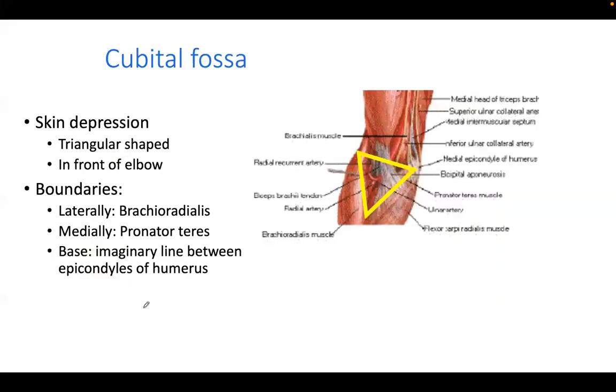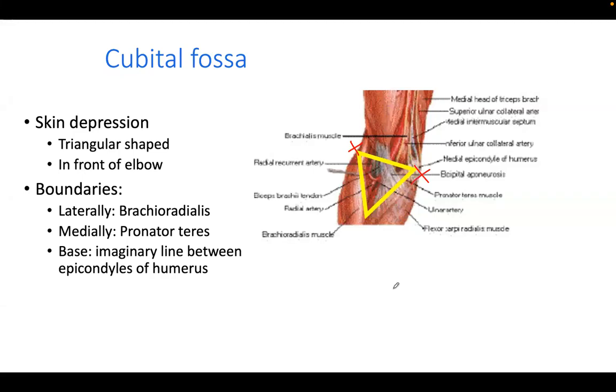Now, the cubital fossa, oh boy, do not attempt to sleep if you do not know what the boundaries of the cubital fossa are and, of course, what is found inside. What is found inside this potential space or fossa? So we have the pronator teres, okay? Then we have the brachioradialis. Then we have an imaginary line which connects the epicondyles.